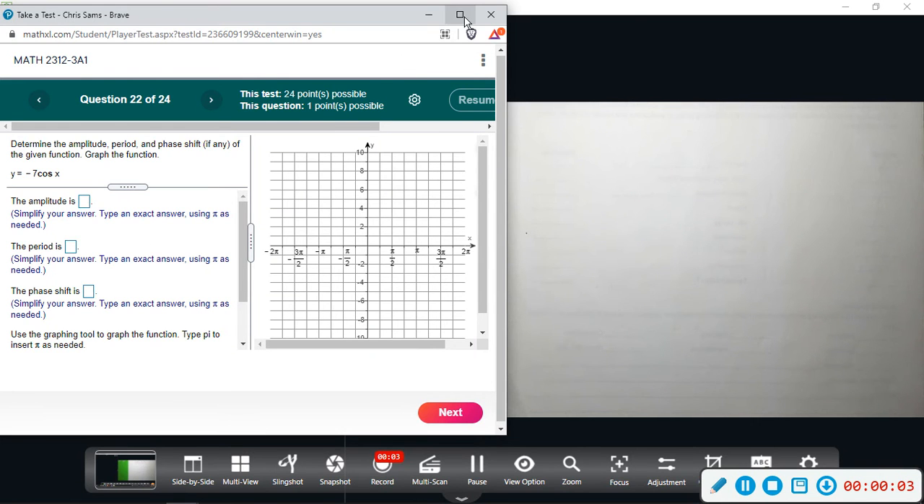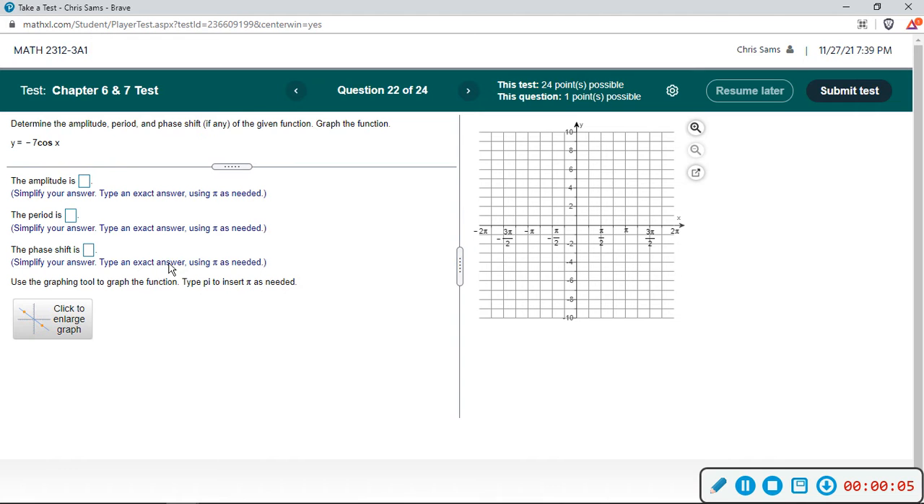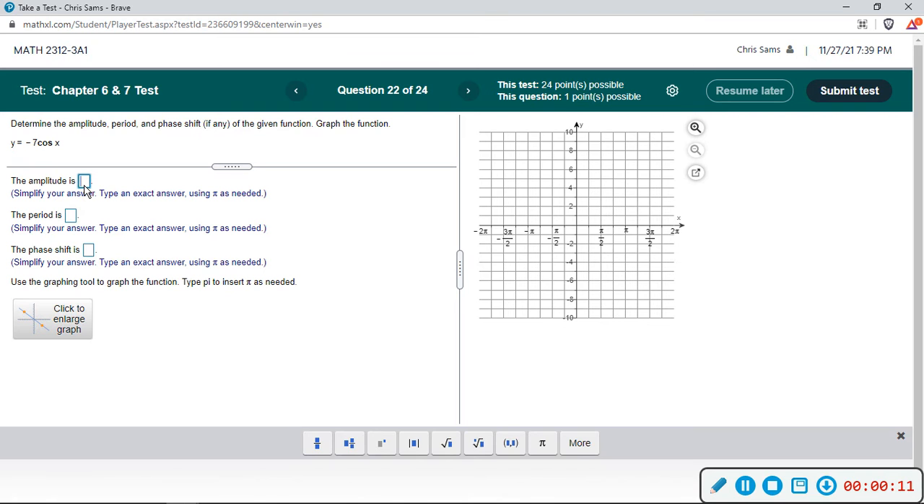Okay, so this one is another graphing one. We don't have to write much down. We're going to do the amplitude. So remember, A is the number out front. We're going to do the absolute value of that, so it's just going to be 7.